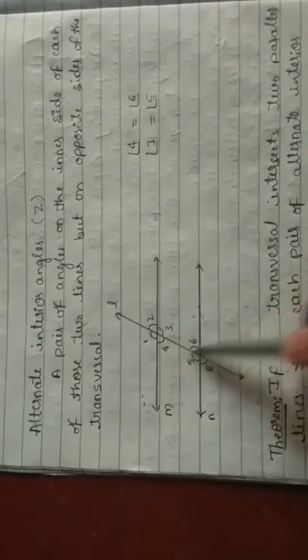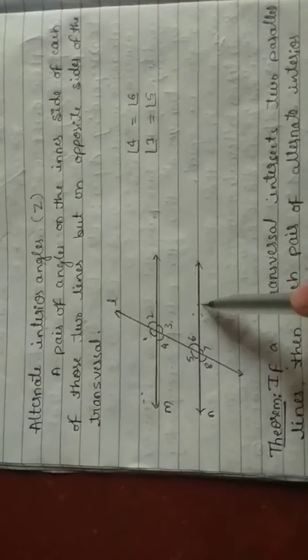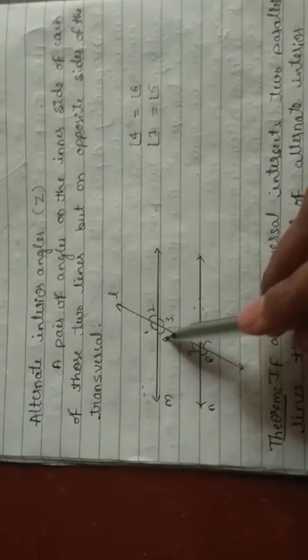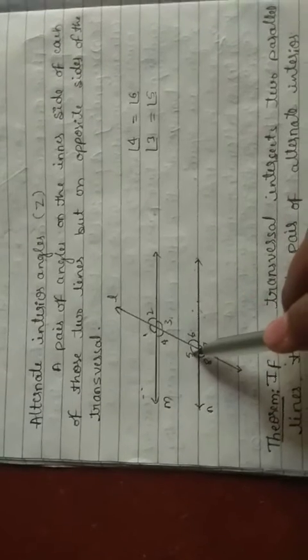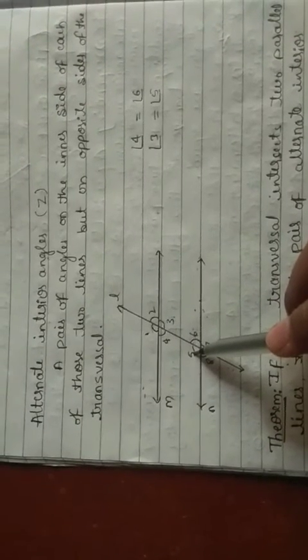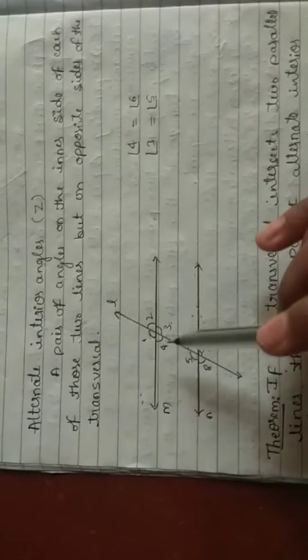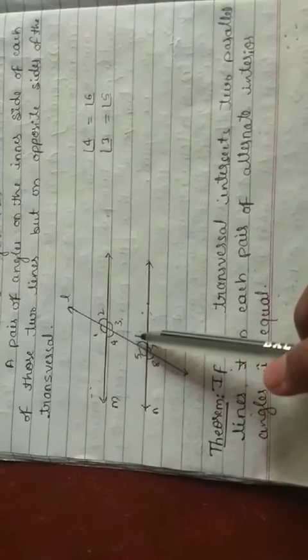See, a pair of angles on the inner side of these two lines, but on the opposite side of this transversal. Means 4 and 6, 3 and 5 are the pairs of alternate interior angles. Okay. See, by using this theorem, we can say these two pairs of alternate interior angles are equal.